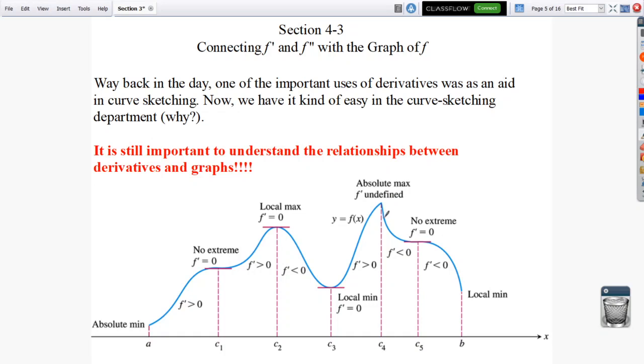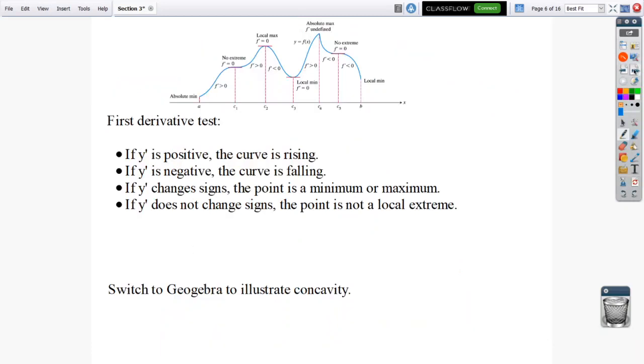Looking at C5, we have a critical point because f prime is equal to 0, but since the first derivative does not change signs at C5, C5 is not an extreme value. And then we look at B, the endpoint there, it is going to be a local min. All right. Let's move forward. First derivative test.